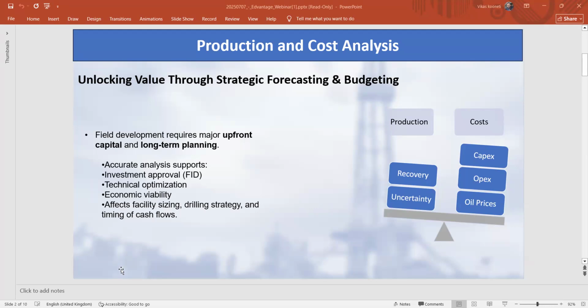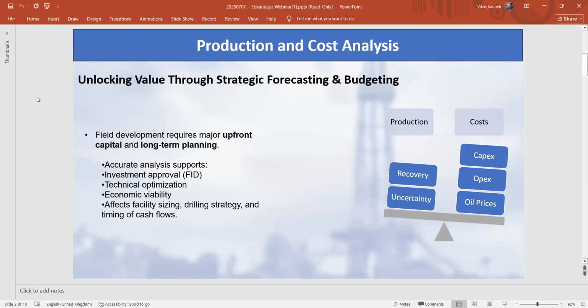So you might take an average, or maybe you might take some market reports and do a bit of analysis of that, do a bit of regression modeling, and try to say, okay, I might take an average oil price at, let's say, this number, and with that you play a scenario analysis, right? That's the main purpose of doing an economical viability. Apart from that, what is your capex and opex as well, right? We'll discuss that in the next slides. Apart from that, it affects facility sizing, drilling strategy, and timing of your cash flow.